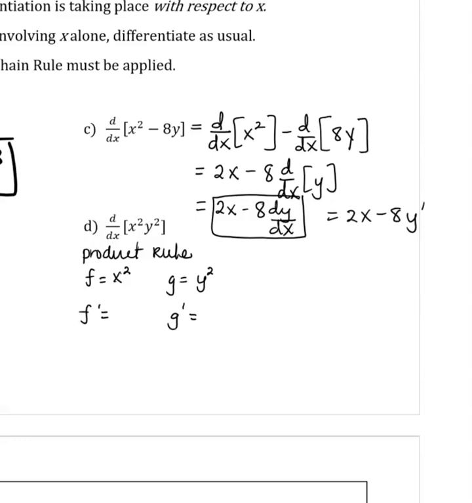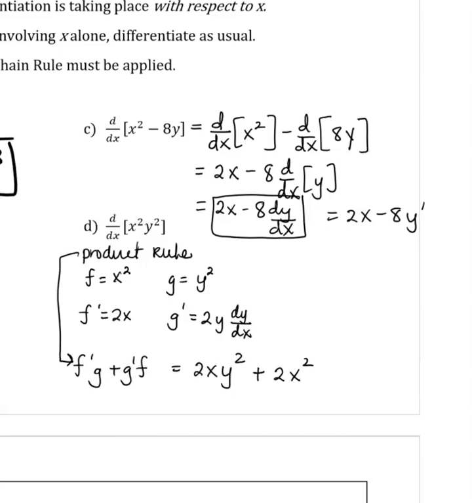F prime, taking the derivative of x squared with respect to x, is simply going to be 2x. G prime, taking the derivative of y squared with respect to y, I'll bring down the exponent of 2. The new exponent on y is just 1, and then I have to multiply by the derivative of y, which is dy dx. So now I am ready to do f prime g plus g prime f, because that's what the product rule is. F prime multiplied by g, and then we will add g prime multiplied by f. And this is our derivative.